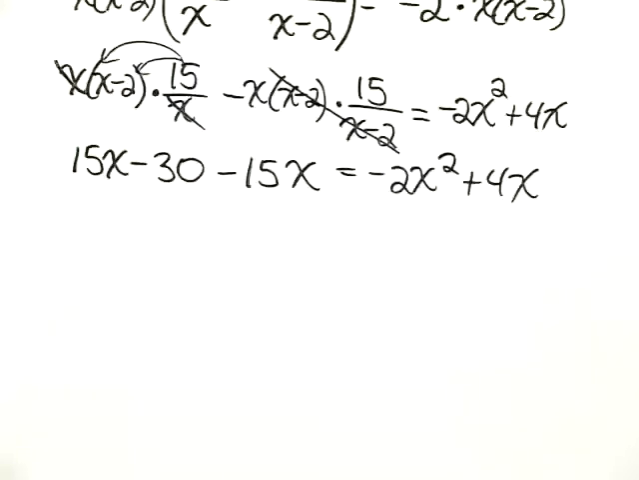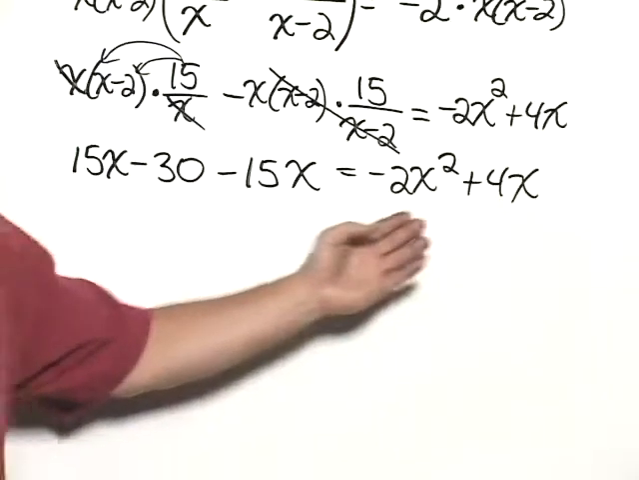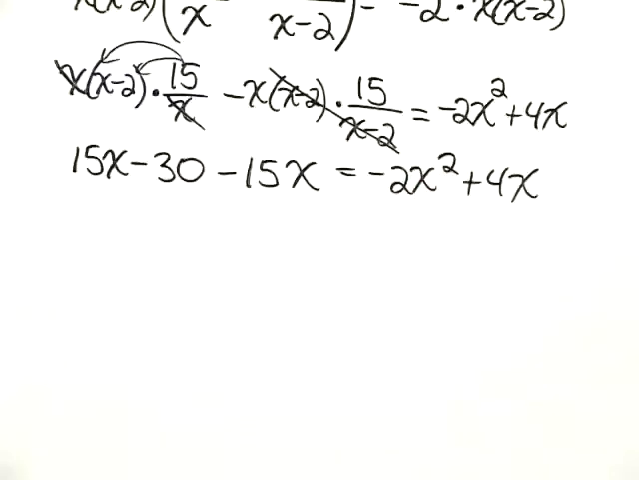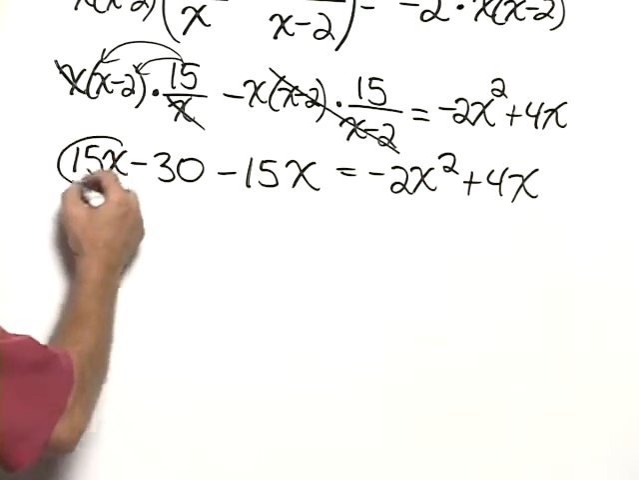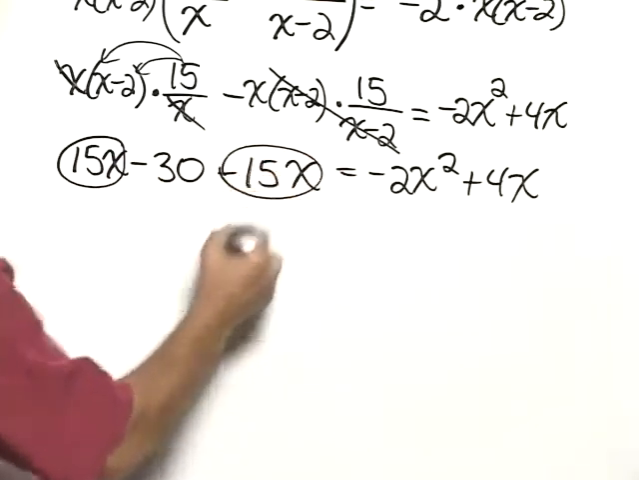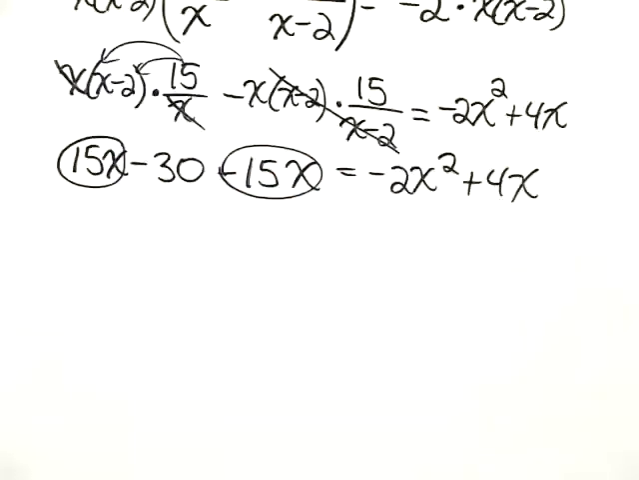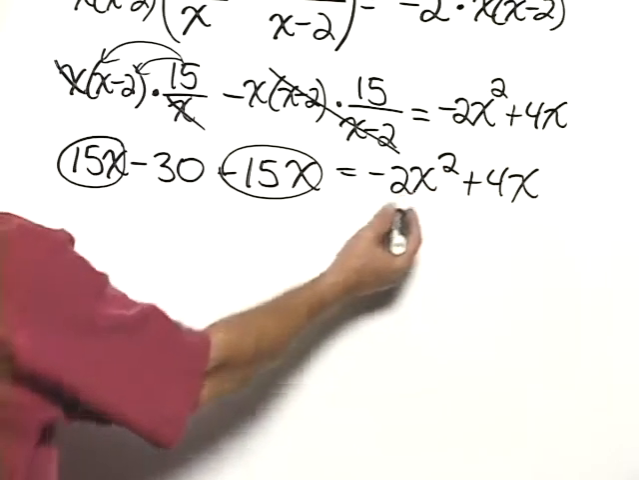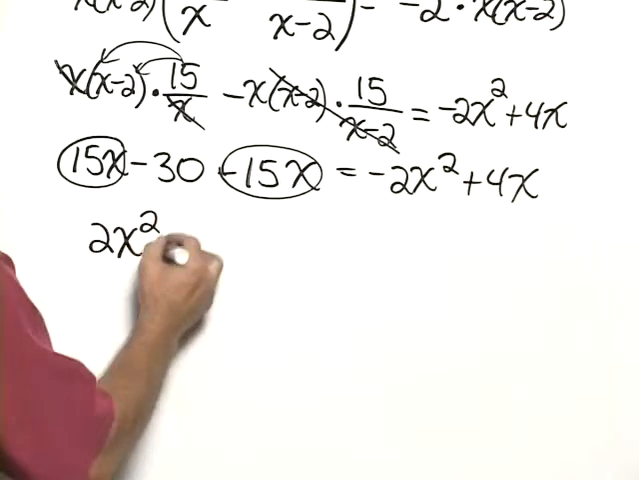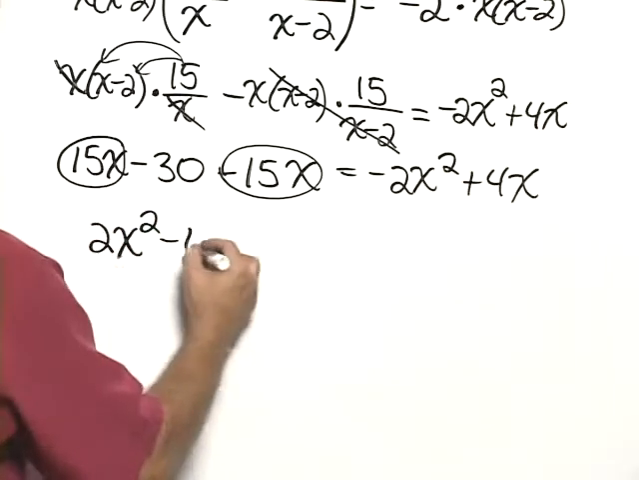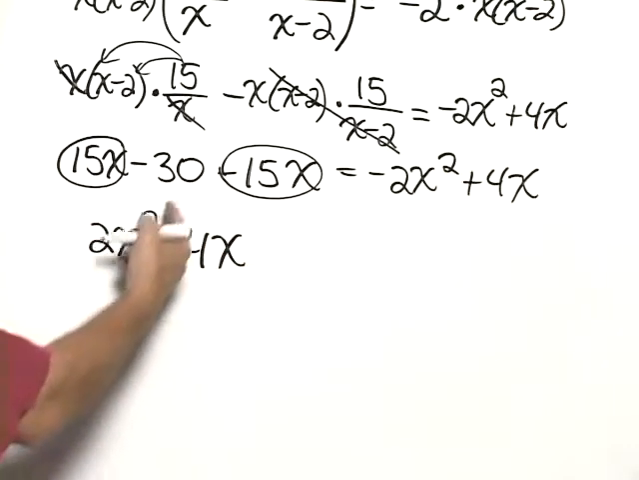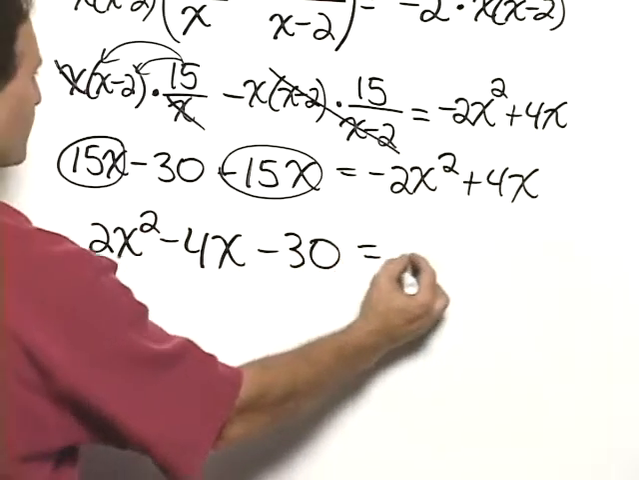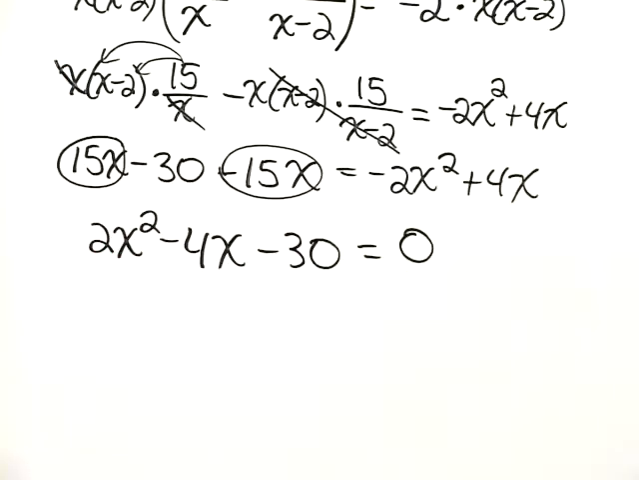We'll recognize this as a quadratic equation because of the x squared term. However, notice that the 15x minus the 15x will sum to 0. The next thing we want to do is to collect all the terms on one side. So I'm going to add 2x squared to each side. I'm going to subtract 4x from each side. I'm going to keep the minus 30 on this side, and that's all equal to 0.